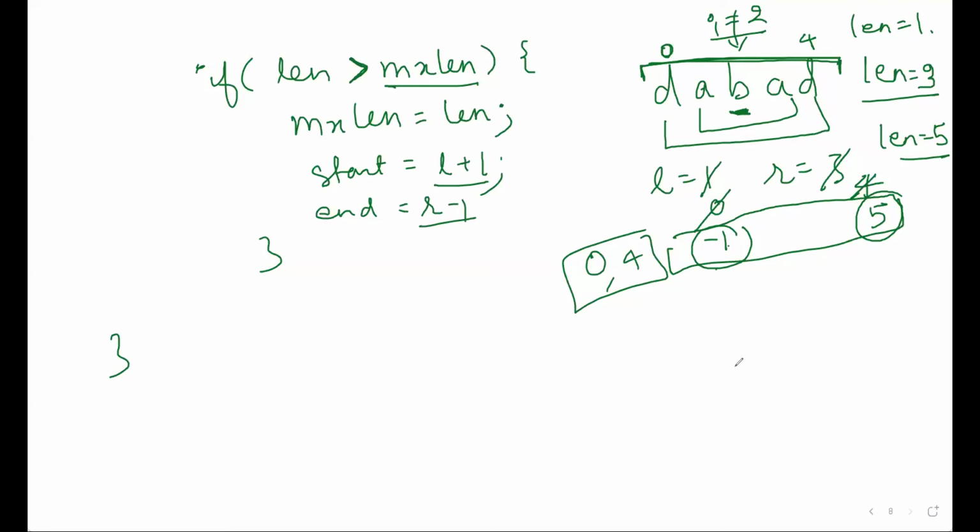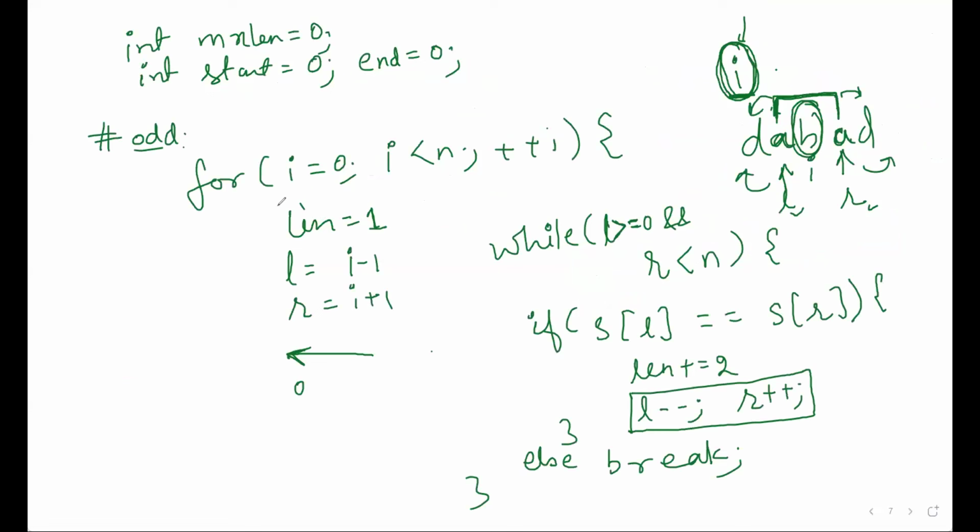For even length, you have to do one additional thing here. You will first compare. Rest everything will remain the same. This will be I minus 1, and this will be I plus 2. For even length, it will be I plus 2, and length will also be 2. But you will get start, and this will go till the n minus 2th index.